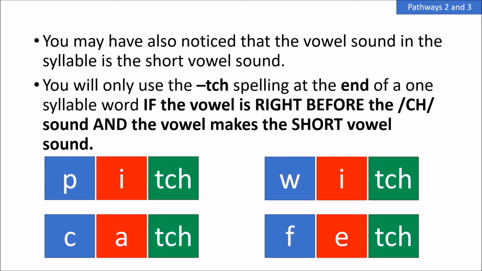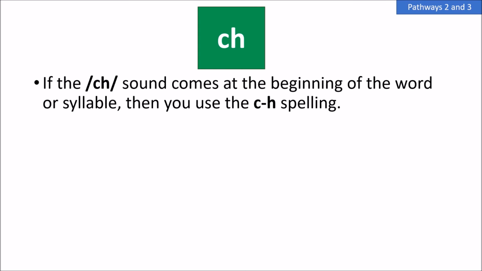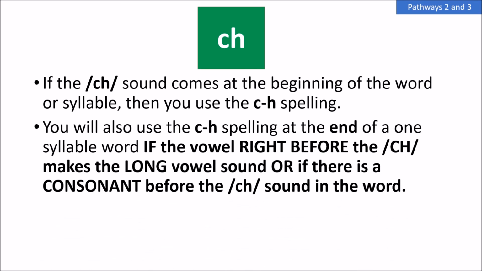For example, in the word pitch, we hear the short vowel sound I, and that short vowel I comes right before the ch sound in the word pitch. So therefore, it is spelled with the TCH ending. If the ch sound comes at the beginning of the word or syllable, then you use the CH spelling. You will also use the CH spelling at the end of a one-syllable word if the vowel right before the ch makes the long vowel sound, or if there is a consonant between the ch sound in the word.